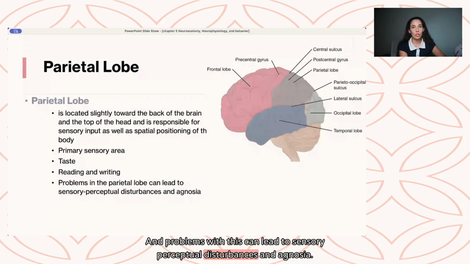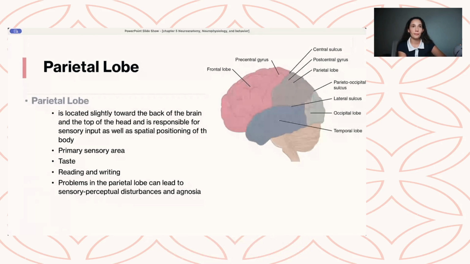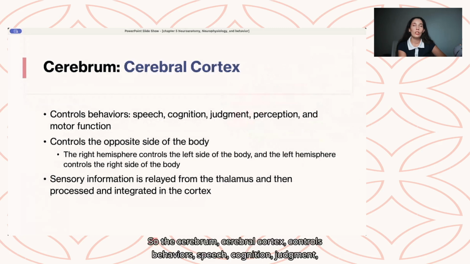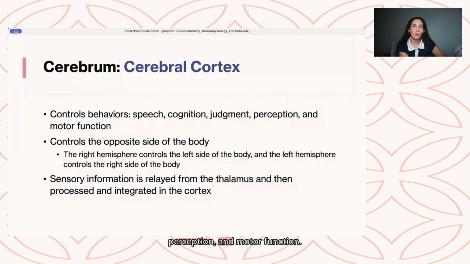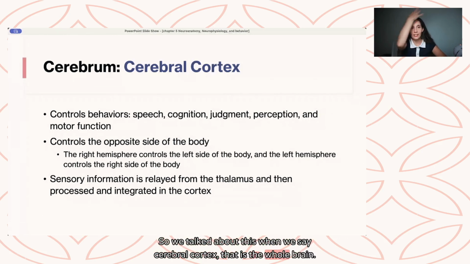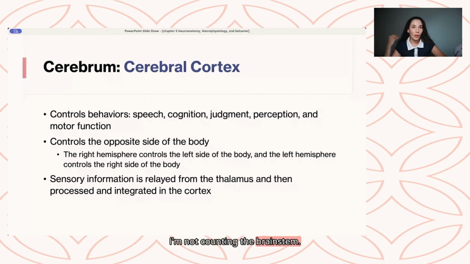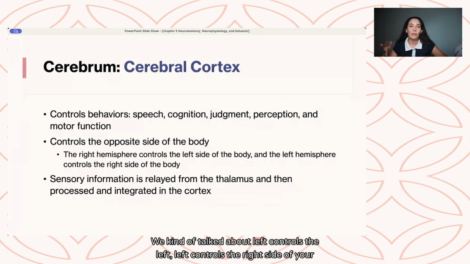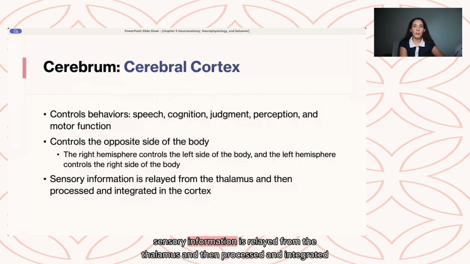So the cerebrum, cerebral cortex, controls behaviors, speech, cognition, judgment, perception, and motor function. It controls the opposite side of the body. So we talked about this: when we say cerebral cortex, that is the whole brain, not counting the brainstem. We talked about how the left controls the right side of your body, and the right side of the brain controls the left side of the body. Sensory information is relayed from the thalamus and then processed and integrated into the cortex.